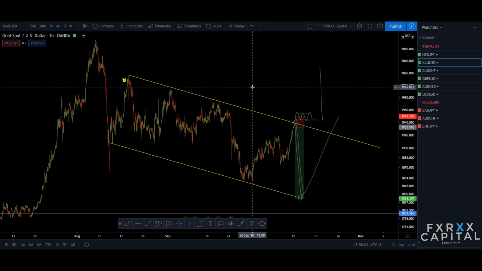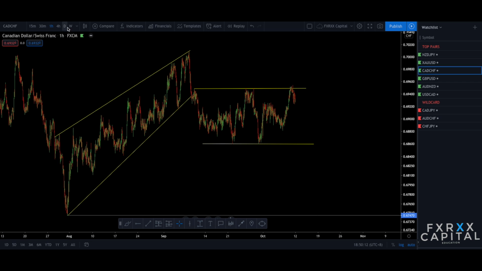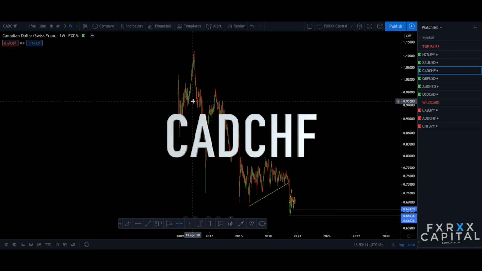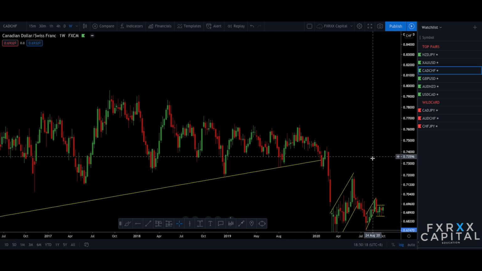I understand the price will develop and we need to follow our strategy. This is all strategy that we learn from FX Capital. Then we move to the third pair. Third pair, Canadian dollar Swiss franc. This pair has already been in our listing for a few weeks.